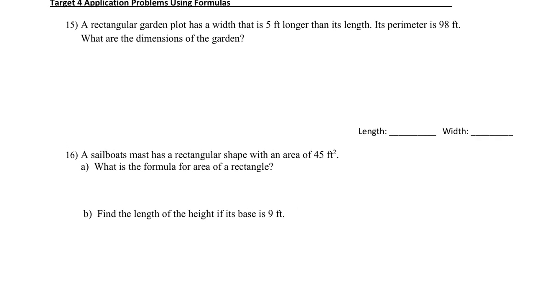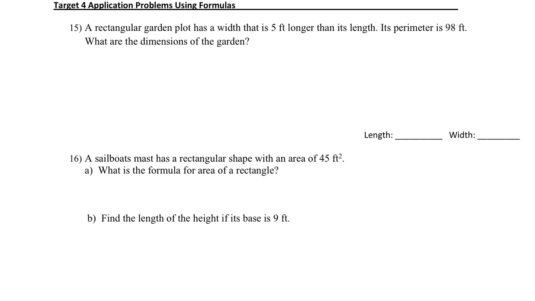Target 4 says a rectangular garden plot has a width that is 5 feet longer than its length. Its perimeter is 98 feet. What are the dimensions of the garden?